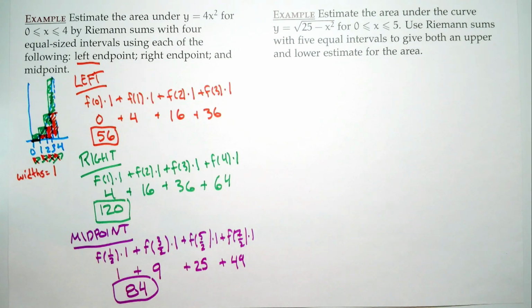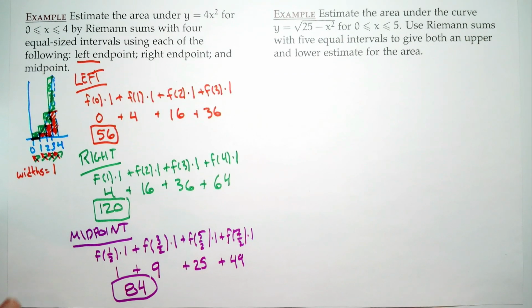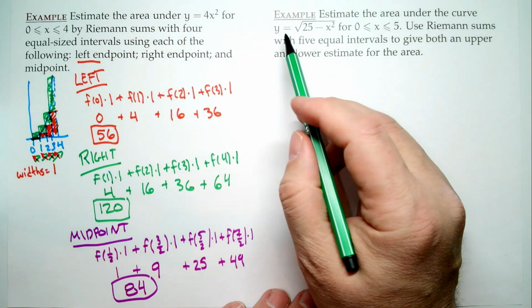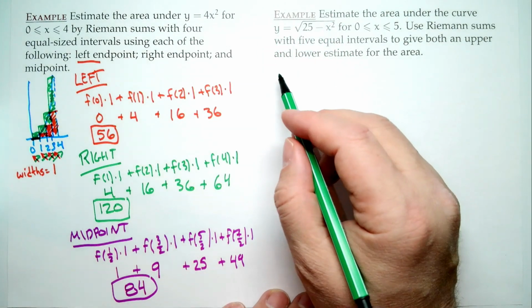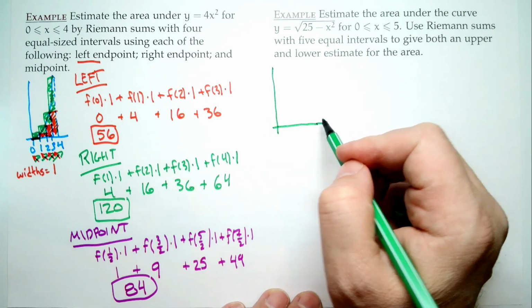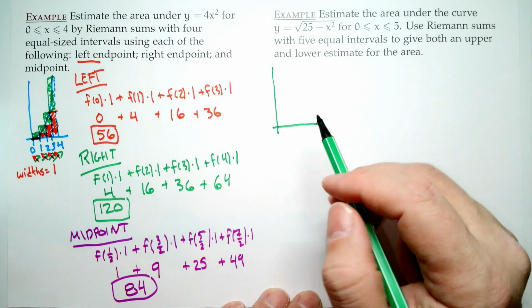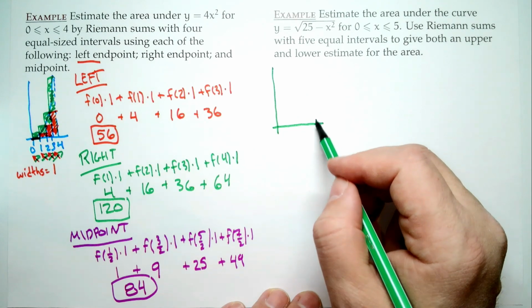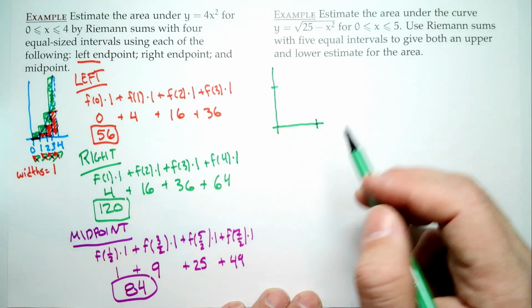Estimate the area under the curve y equals the square root of 25 minus x squared for 0 less than or equal to x less than or equal to 5. We're going to use Riemann sums with 5 equal intervals to give both an upper and lower estimate for the area. Now, do we know what this curve looks like? Y equals the square root of 25 minus x squared? It's a circle, yeah. Circle of what? What's the radius? 5.